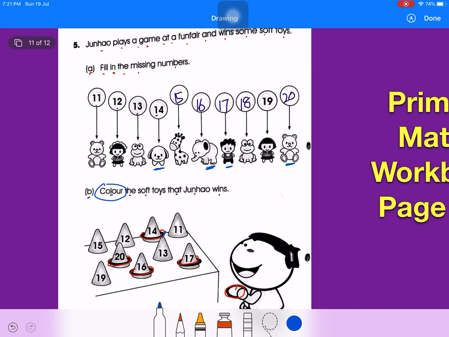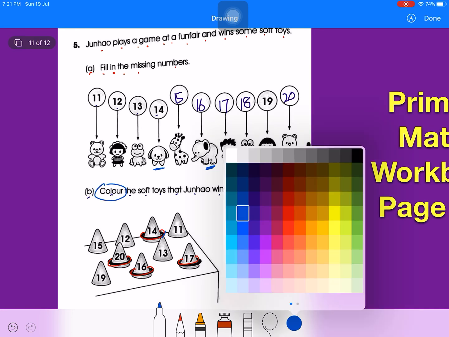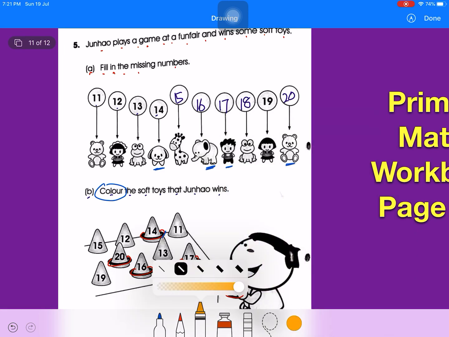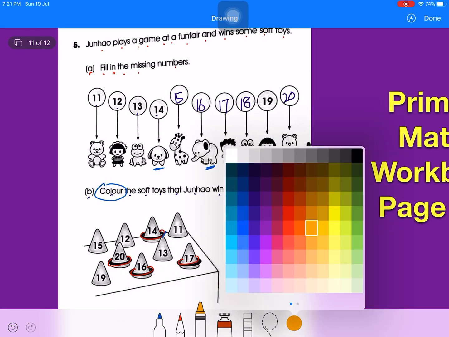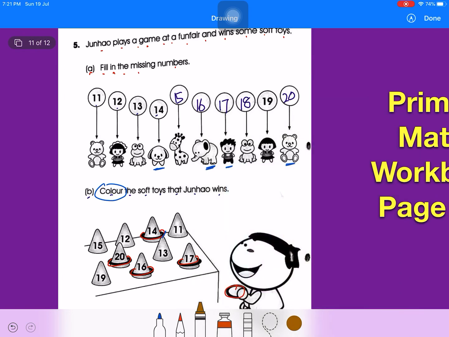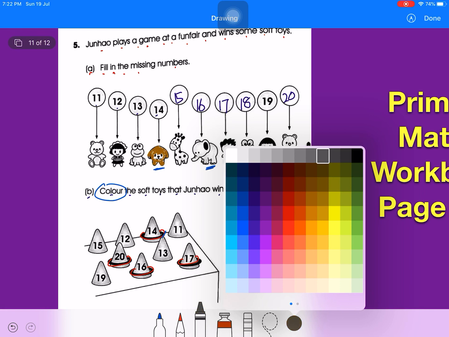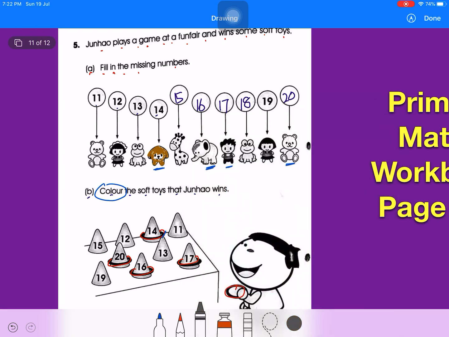We need to color the soft toys that Junhao wins. So we need to prepare color pencils, color the entire 4 types of toys. So we need to color the dog. Color toy dog. Okay, Junhao wins this toy dog. And then next one, he won the toy elephant as well. Then we color the toy elephant.